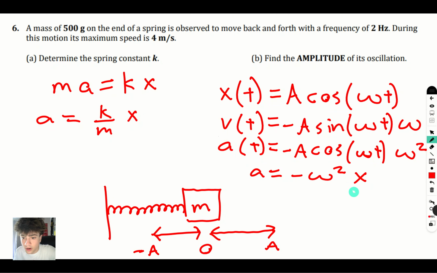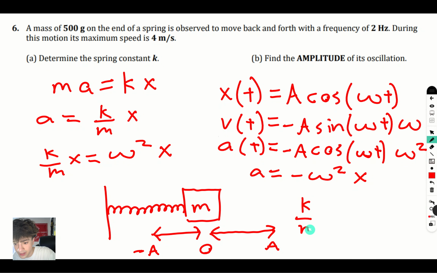Now let's set our 2 equations equal to each other. We have K over m x is equal to omega squared x. You might be wondering why I got rid of the negative sign. That's because the negative doesn't really matter too much in this case, because when it's oscillating, it doesn't have a specific direction that it's going in the entire time. It's just moving back and forth. And we can get rid of our x's here, and we'll find that K over m is omega squared. And since we're solving for K, our K is going to be m omega squared.